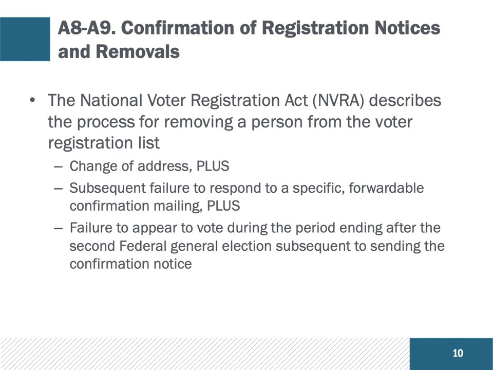The final questions in Section A are about people removed from your jurisdiction's registration list. For states that are subject to the National Voter Registration Act, or NVRA, that legislation requires 3 conditions to be met before a person can be removed: indication of a change of address, plus a failure by the registrant to respond to a confirmation mailing, plus a failure to vote in the second federal general election after that confirmation mailing. Please note that your jurisdiction may use another term to describe these confirmation notices, such as removal notice.